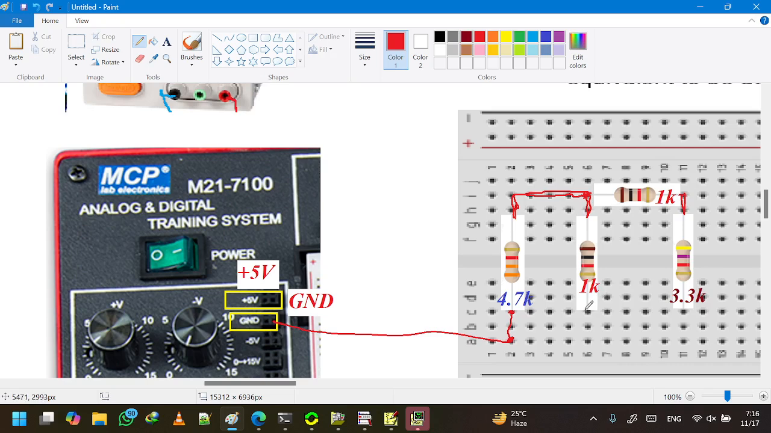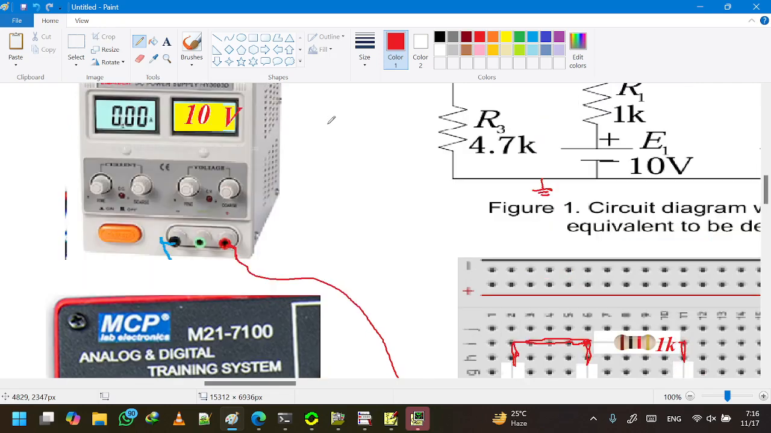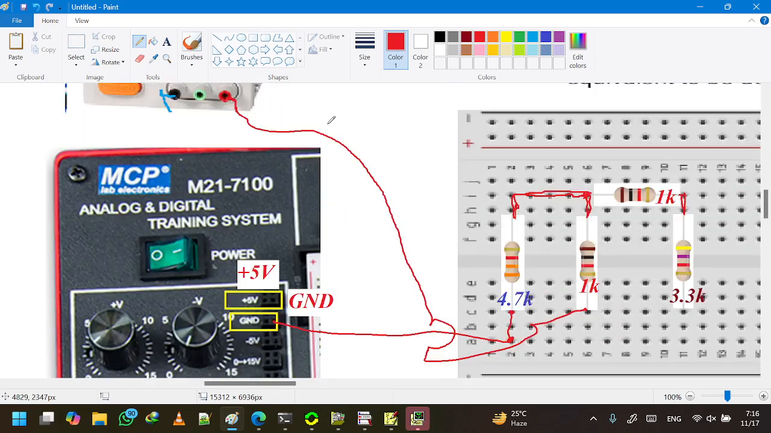So let us draw this wire. This 1 kilo ohm resistor now should be not connected, so let me draw the jumping wire in this fashion. It indicates that there is no connection. It will be connected to the positive terminal of the power supply of 10 volt.